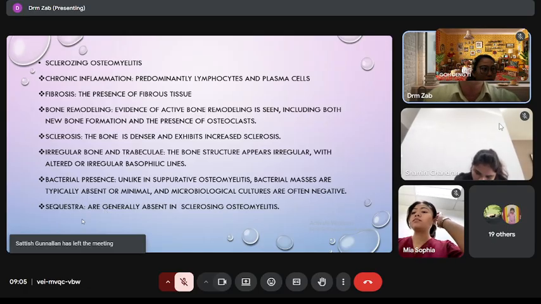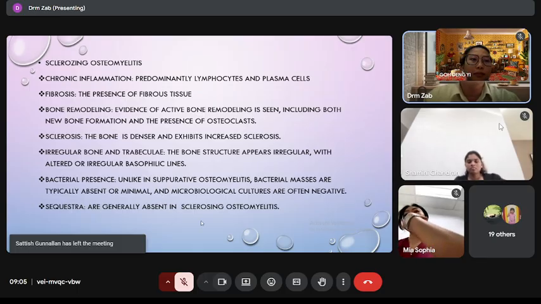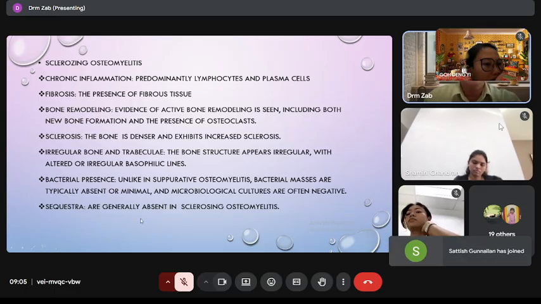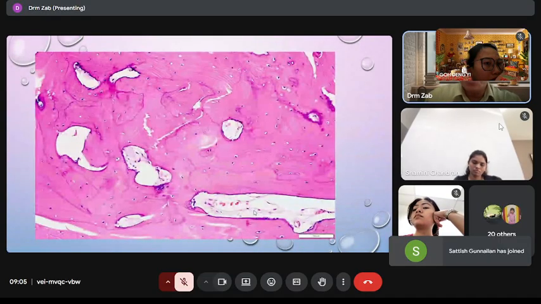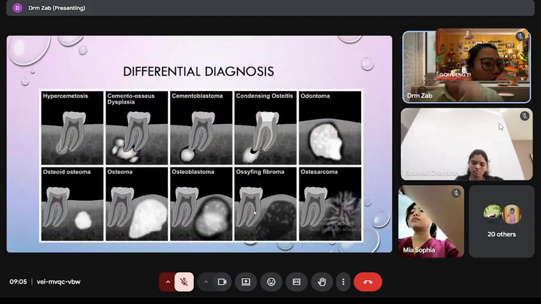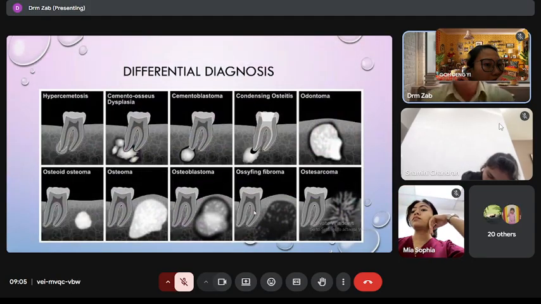sequestra you don't see in sclerosing osteomyelitis because in sclerosing osteomyelitis you don't have suppuration. So you don't have pus formation, so there will be no sequestra. Right, so that is the difference between sclerosing osteomyelitis and suppurative osteomyelitis. Right, so this is sclerosing or condensing osteomyelitis.